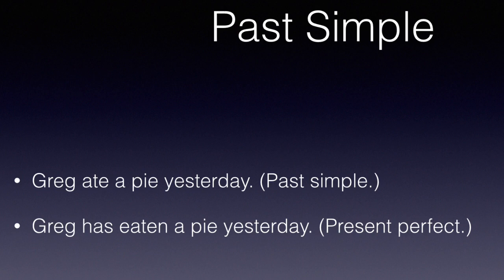But let's say it's the early afternoon, for example. If you still feel that there's a close connection to this morning, you could say Greg has eaten a pie this morning. Because this morning doesn't feel as if it's over. But I'm not going to say anything more about that right now. For the purposes of today, we need to know that if it's for a completed past action, it has to be the past simple.